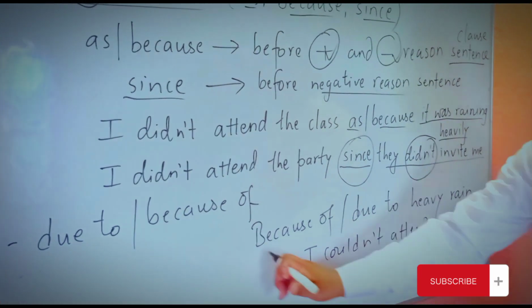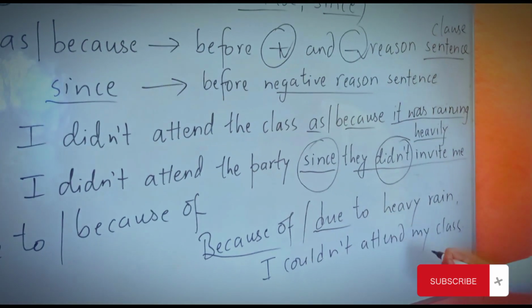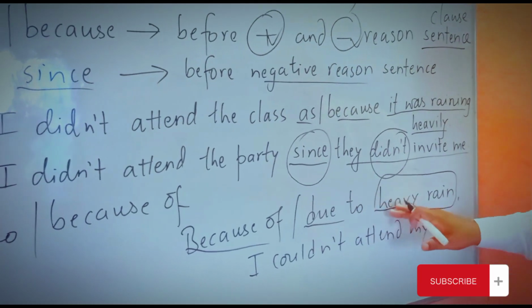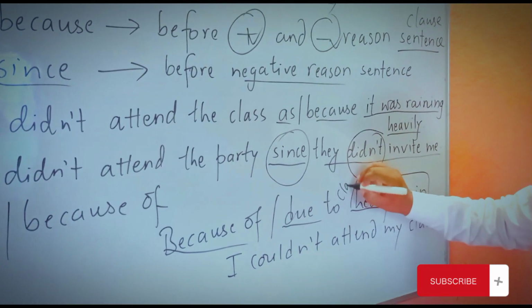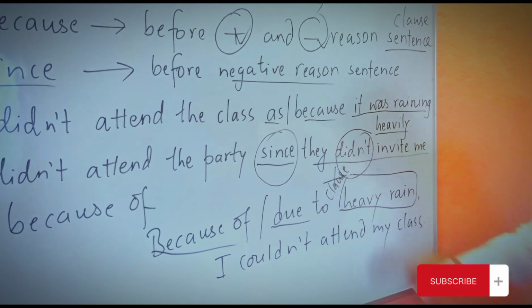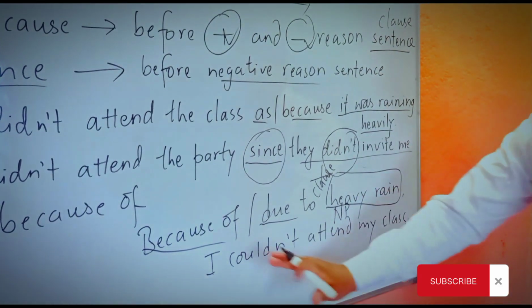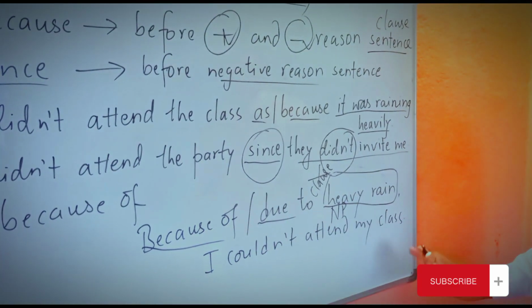So look here, because of or due to, then directly heavy rain. There is no subject, verb, object. There is no clause, but a noun phrase. There is a noun phrase immediately after because of or due to.